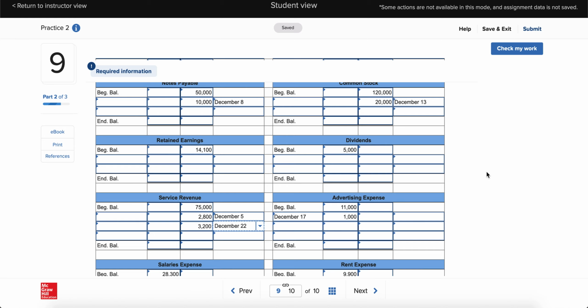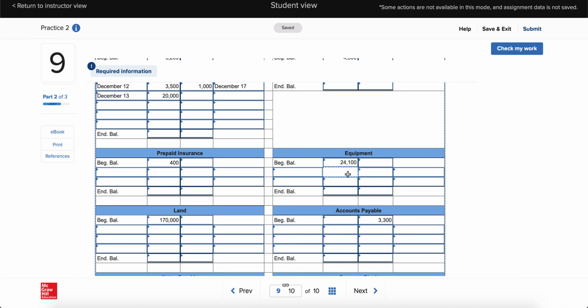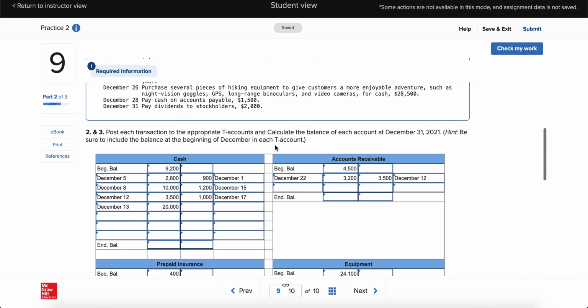December 23rd, no journal entry required, so no posting required. December 26th, debit equipment. Where'd my equipment go? And that's $28,500. And the credit is to cash, $28,500. That was December 26th.